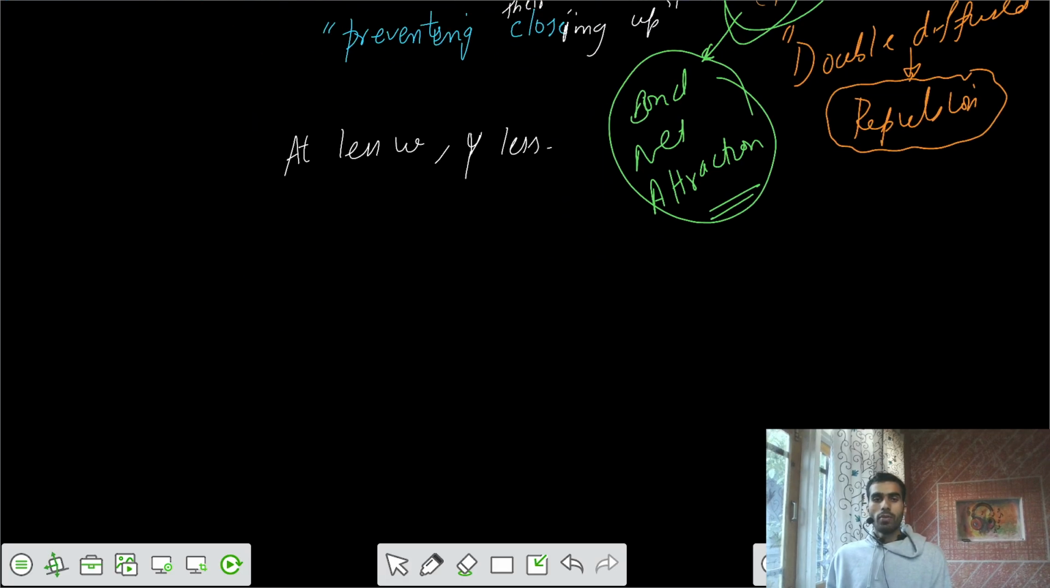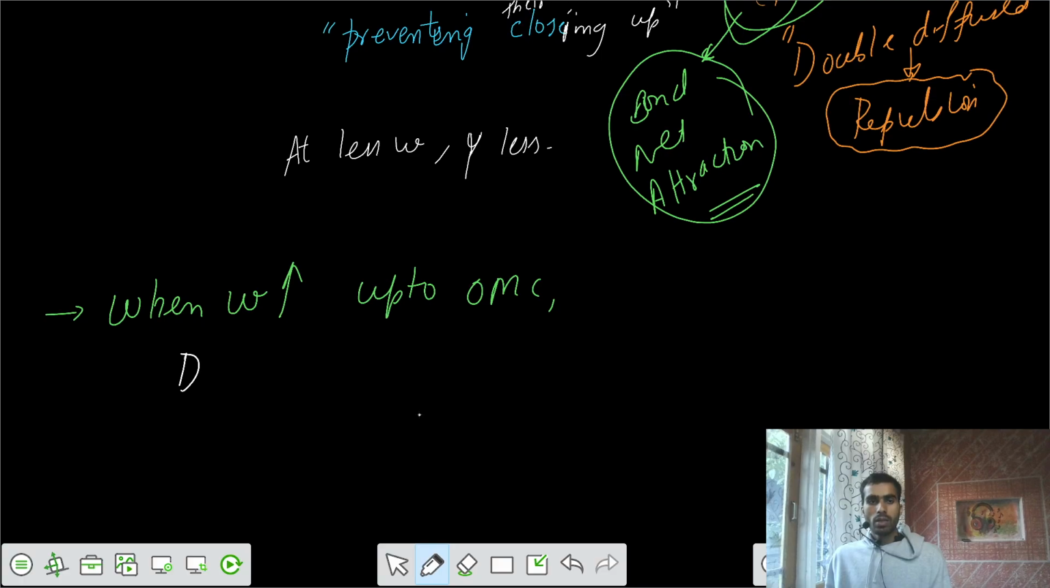So if I write after this statement: when water content is increased up to the optimum moisture content, we say that double layer expansion is complete. Double layer expansion completes at optimum moisture content.